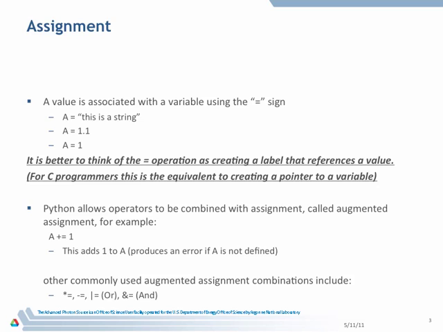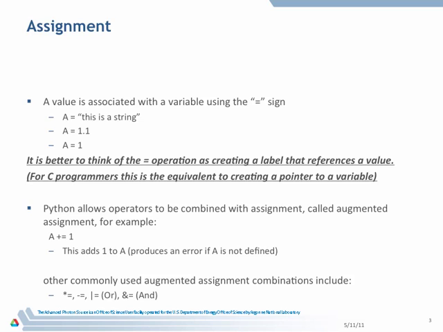Okay. All right. So we saw some of this before. You take a value, you associate it with a variable using the equal sign. There's a tendency to think in terms of Fortran, where this operation labels a memory location and sticks some stuff into it. That's really not what happens in Python. What happens is that we make a data object and then we assign a label to help us reference it.